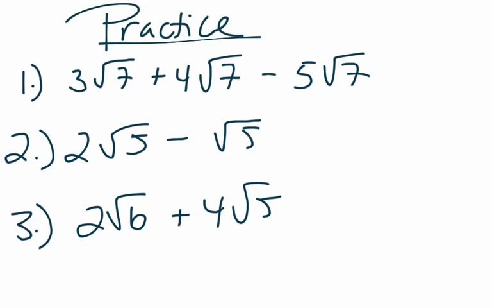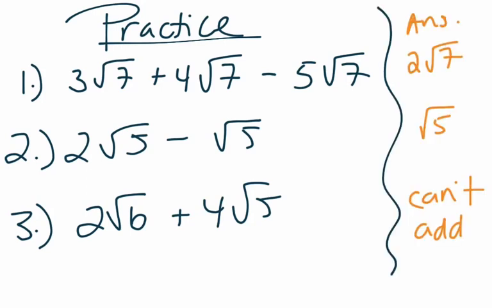So 3 root 7 plus 4 root 7 minus 5 root 7. What does that simplify to? Second one is 2 root 5 minus root 5. And the third one is 2 root 6 plus 4 root 5. So I will pause the video for a moment so that you have a chance to think these through and write down the answers, and then we'll move on.